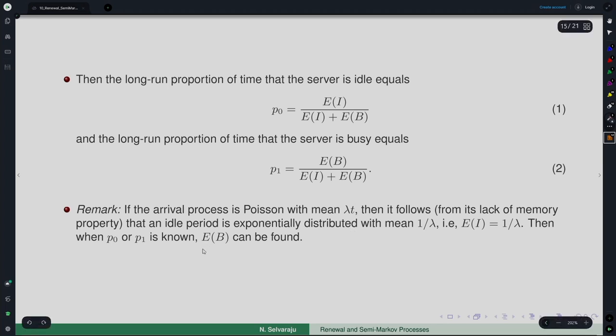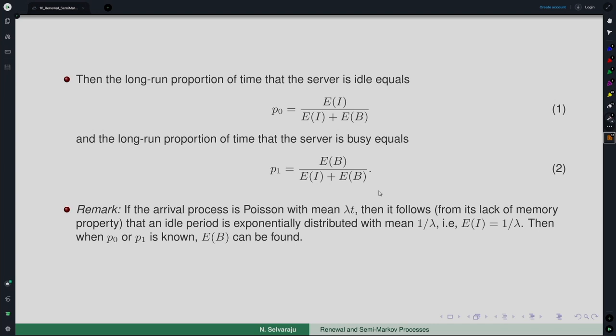So, for the expected duration of the busy period, if I know either p0 or p1, the probability of being idle and the probability of being busy, which for many systems, at least a single server system, can easily be written down, then if I know one of them I can get the other. More often it is the idle period that is very easy to get, so the mean busy period one can get easily from here. This is how one can use the alternating renewal process idea in queuing theory as well.